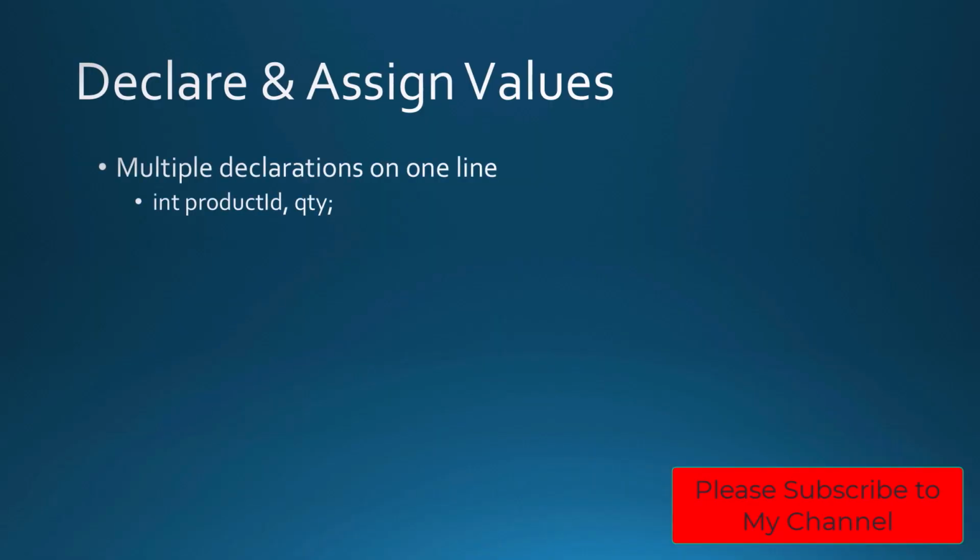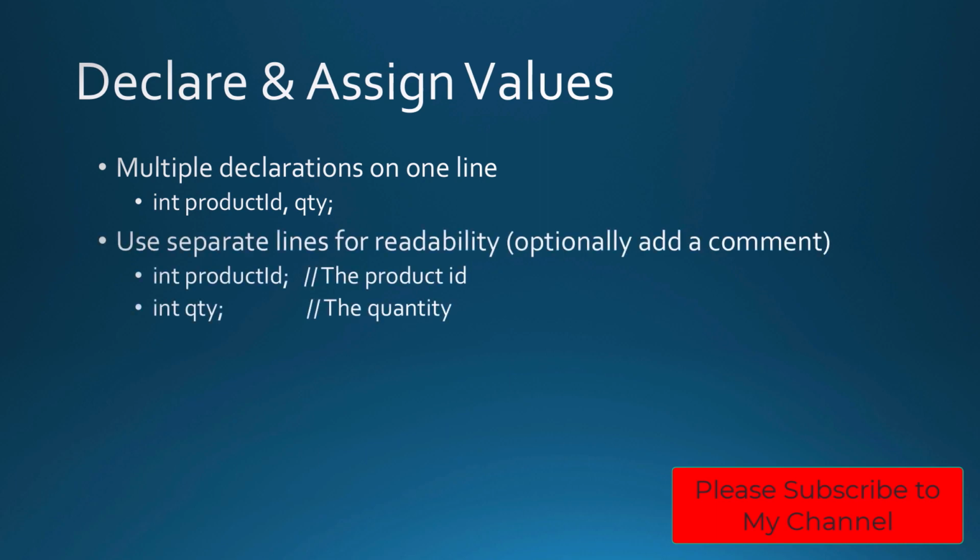When you're declaring variables, you can do multiple declarations on one line. For example, int product ID, comma, quantity makes both product ID and quantity integer variables. I'm going to recommend you always use separate lines for readability, because then you can optionally add a comment after each variable. Now, it's not necessary, but I hardly ever see multiple declarations on one line, so I would highly recommend you avoid it.